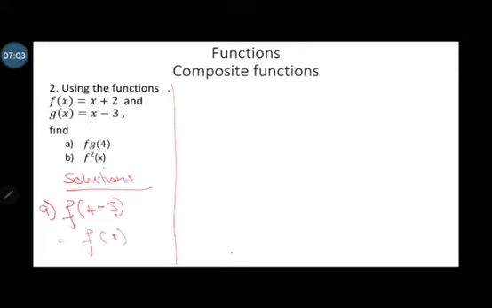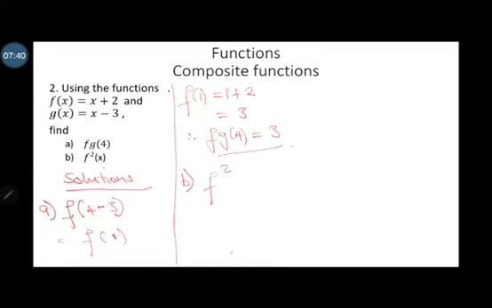Our function f of x is given by x plus 2. So what this means is where there is x in the function f, we replace with the 1 to have f of 1 is equal to 1 plus 2, which will give us 3. Therefore, our fg of 4 is equal to 3. And you are done with A. We come to B.